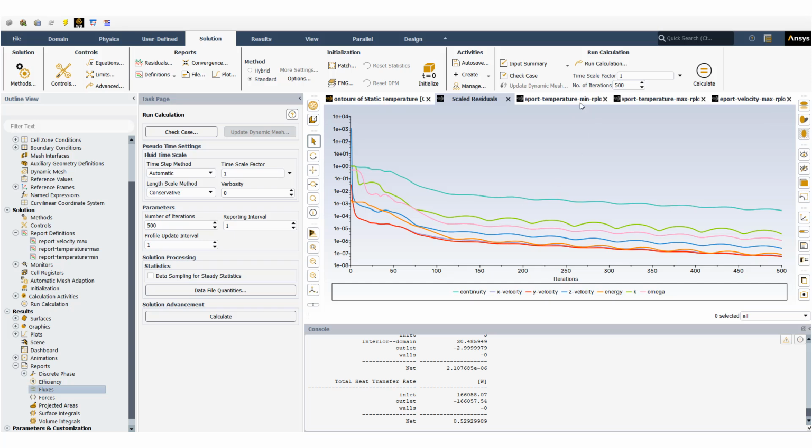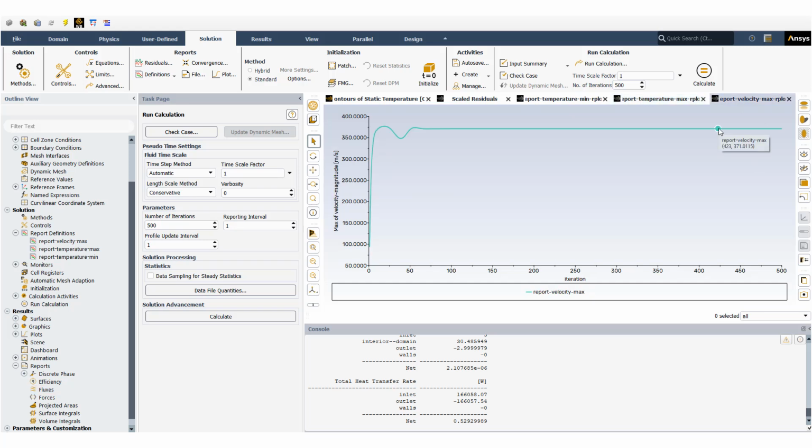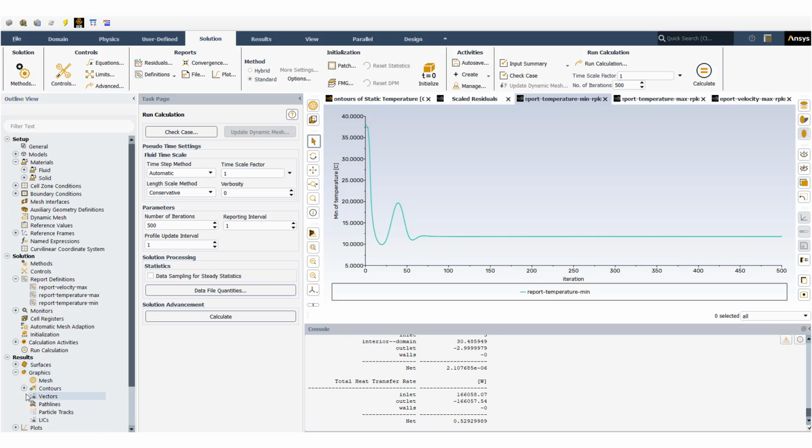So if we check the mean temperature, you can see that it is 11.8, which is very good. Max temperature 80, I guess, yeah, it should be 80 somewhere here. And velocity is 371, close to the constant property case that we had. But the good thing is that when we consider ideal gas, we could capture a minimum temperature much lower than the 38 that we had at the beginning. Let's look at the graphs and contours for the temperature.